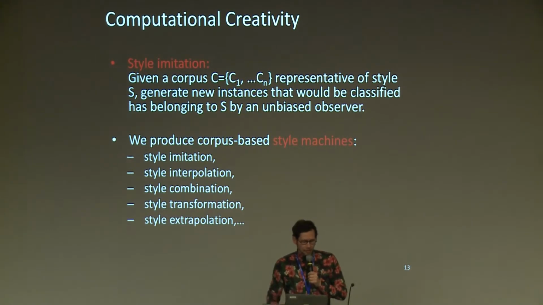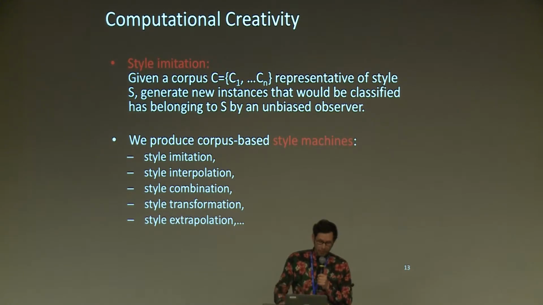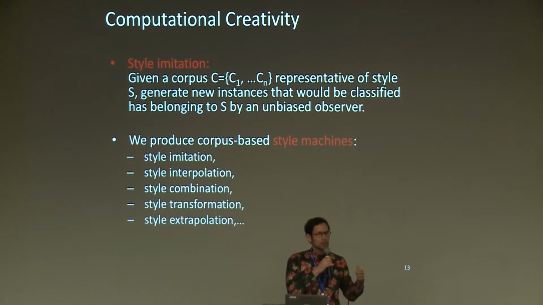And the idea is, if you give me a corpus that is representative of a given style, one or several pieces, a small number of pieces or a large number of pieces, then the system has the task to generate new instances that would be classified as belonging to that style by an unbiased observer, that is you or I.